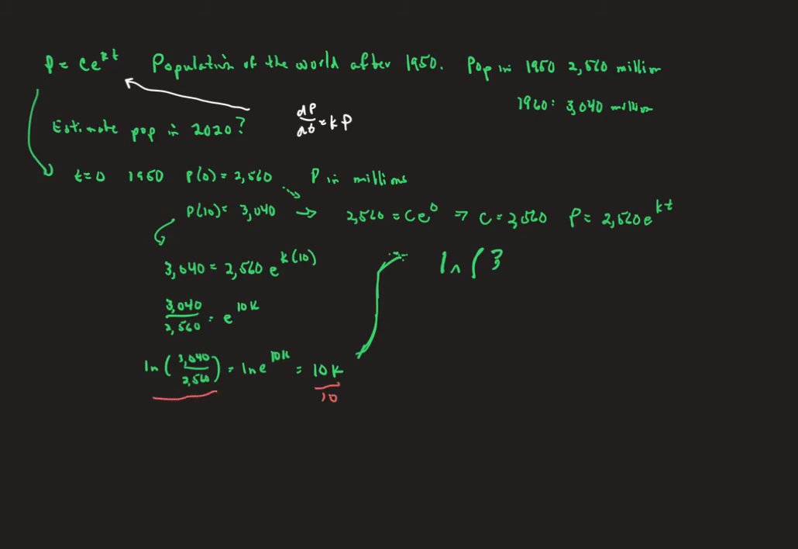If we divide the natural log of 3,040 over 2,560 by 10, then k hopefully is going to equal, what did I get, 0.017? And so we can see that the population is growing at 1.7% per year.